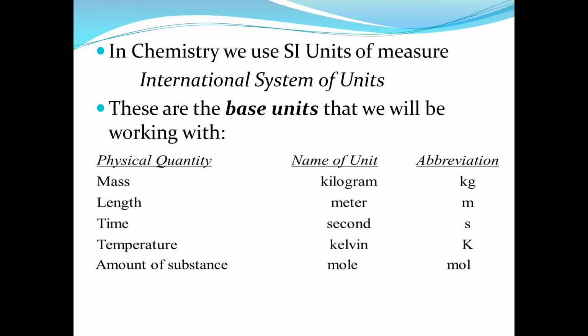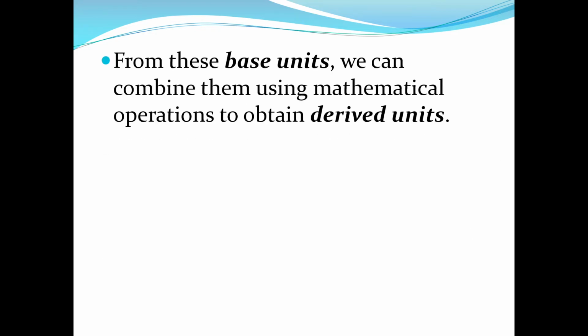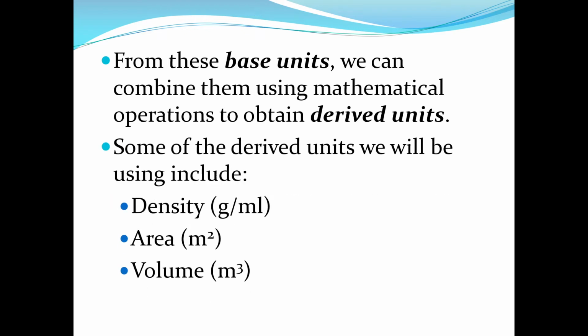We'll probably be dealing more with grams instead of kilograms, centimeters instead of meters. A milliliter is a cubic centimeter. I believe a cubic centimeter and milliliter are the same thing. So from these base units, we can combine them using mathematical operations to attain derived units. Some examples of derived units would be density, which is grams per milliliter, area, which is meters squared, and volume, which is cubic meters.